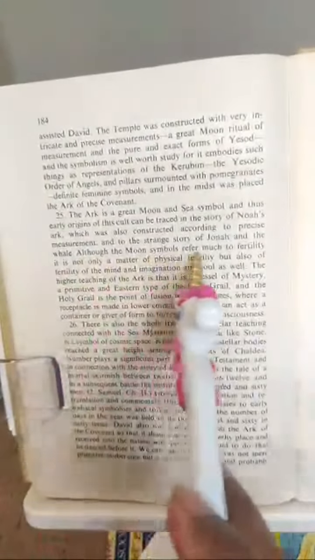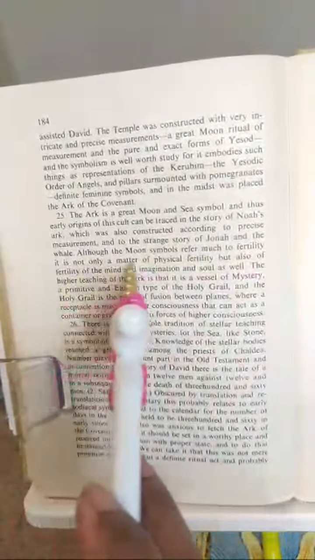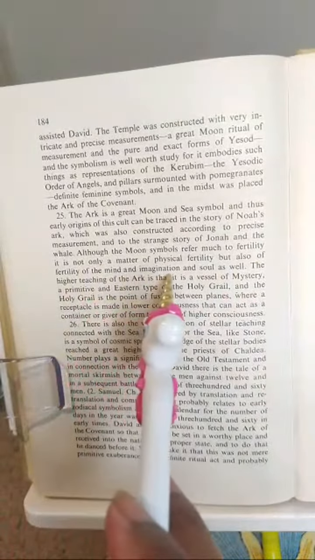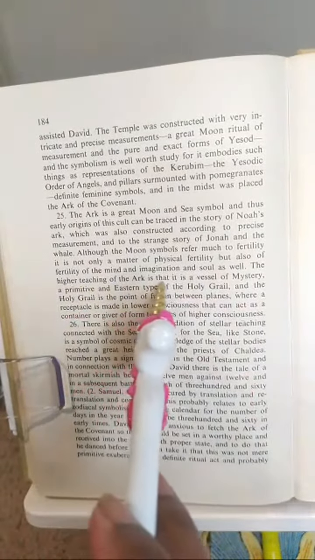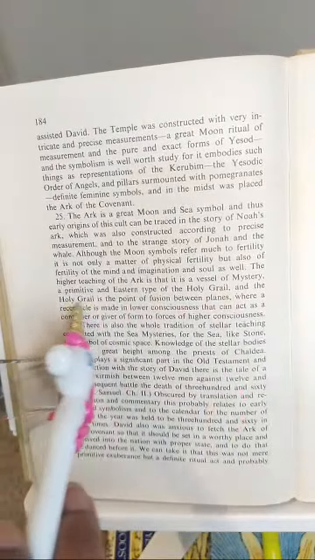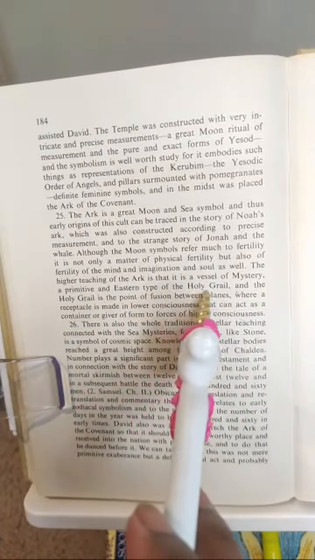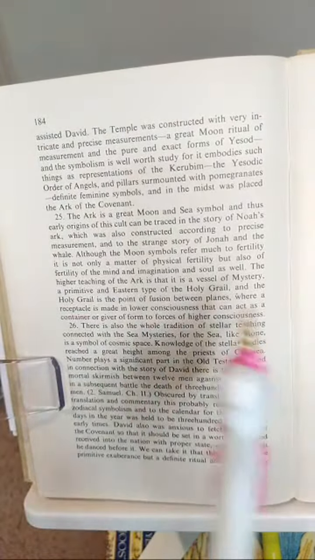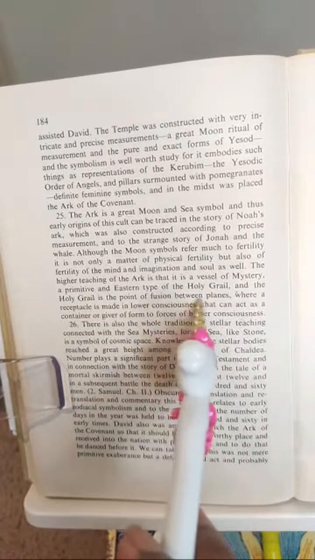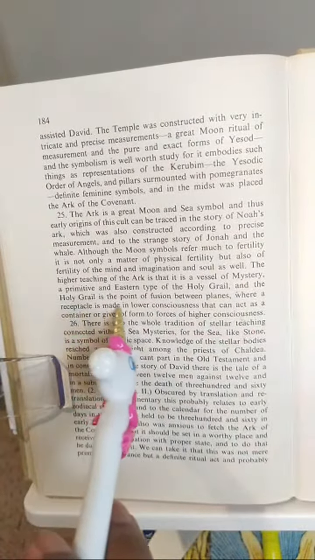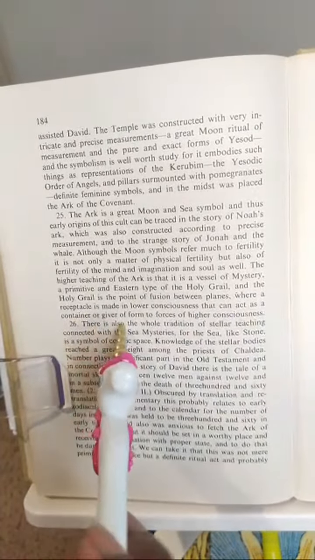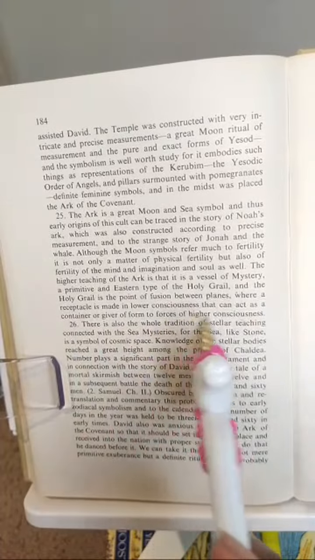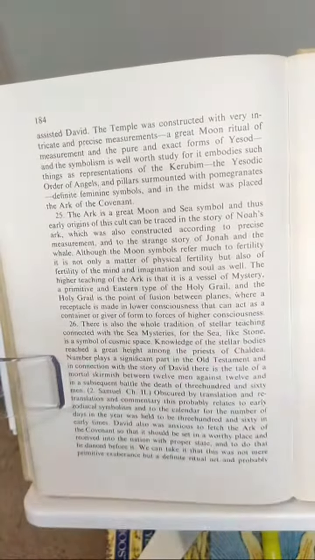Although the moon symbols refer much to fertility, it is not only a matter of physical fertility, but also of fertility of the mind and imagination and soul as well. The higher teaching of the Ark is that it is a vessel of mystery, a primitive and Eastern type of the Holy Grail. And the Holy Grail is the point of fusion between planes, where a receptacle is made in lower consciousness that can act as a container or giver of form to forces of higher consciousness. Please tell me you heard that last sentence.